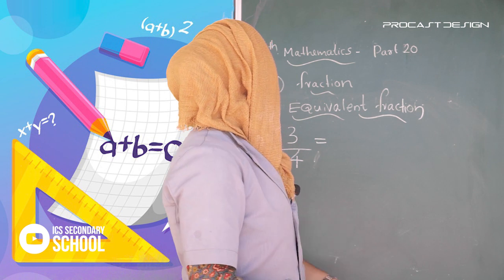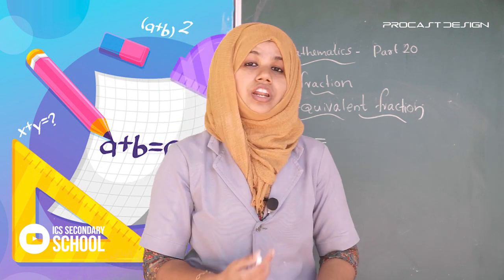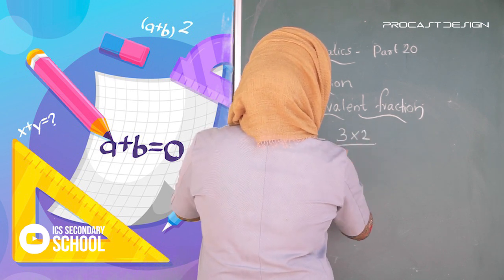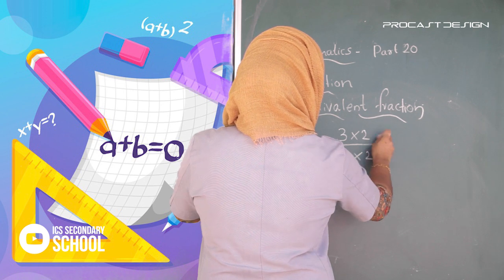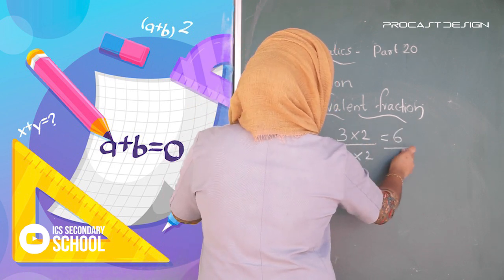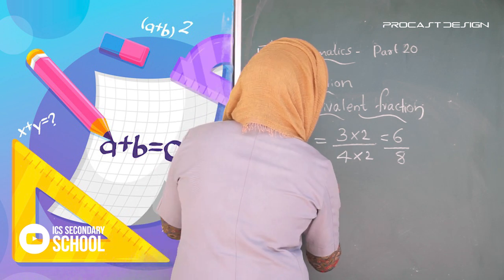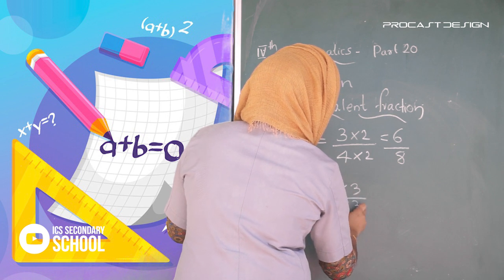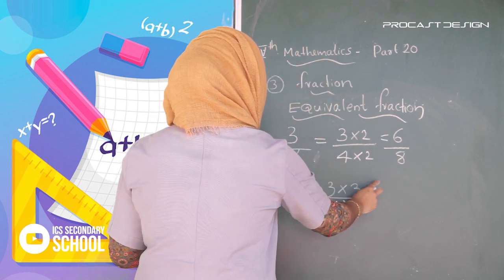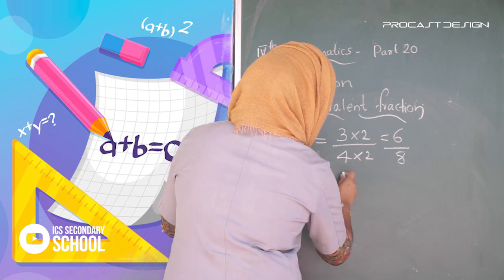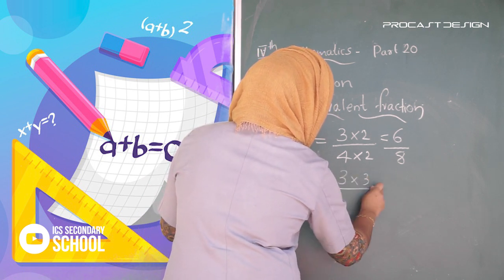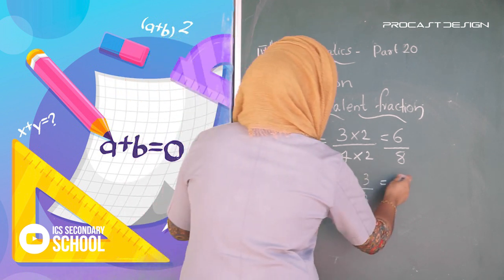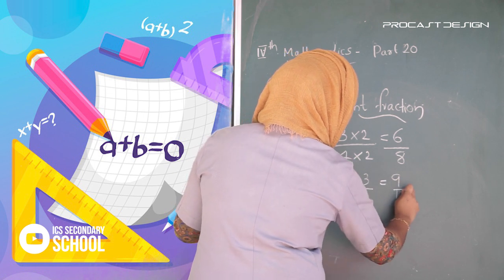So now we have to find out the equivalent fraction. So we multiply 3 into 2, 4 into 2. So we get 3 into 2, 6. 4 into 2, 8. Again we can multiply 3 into 3, 4 into 3. So multiply the numerator and denominator by the same number. 3 into 3 is 9. 4 into 3 is 12.